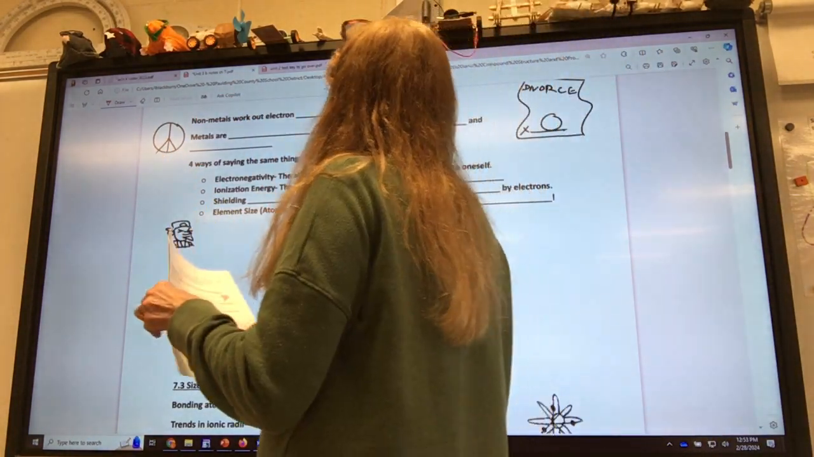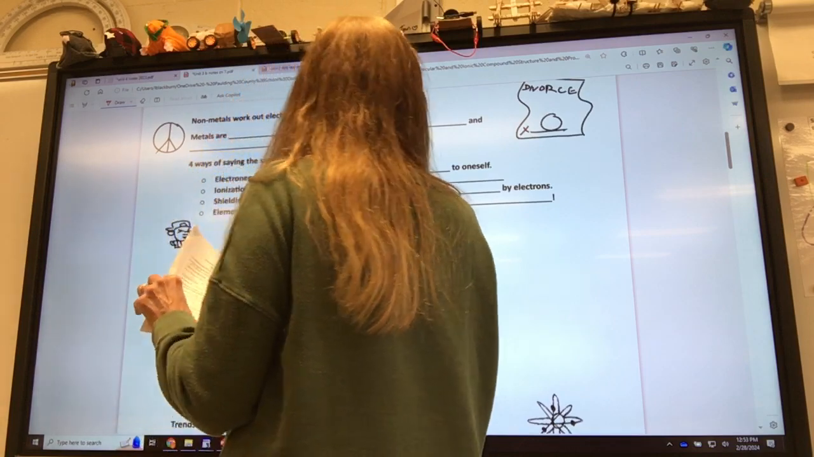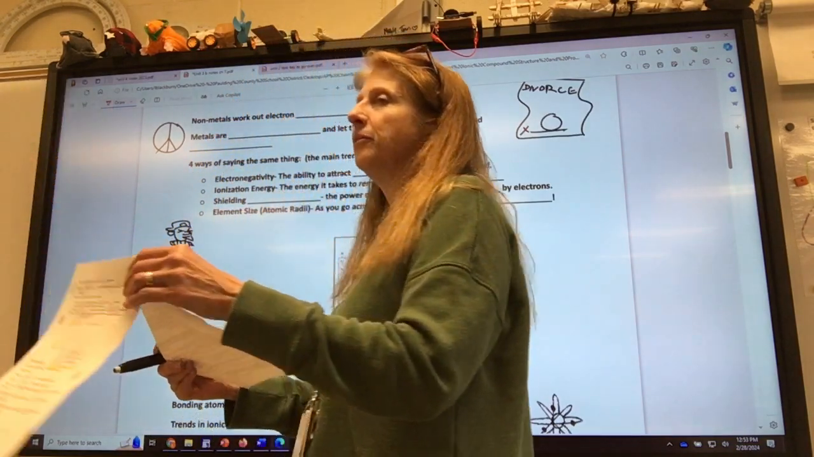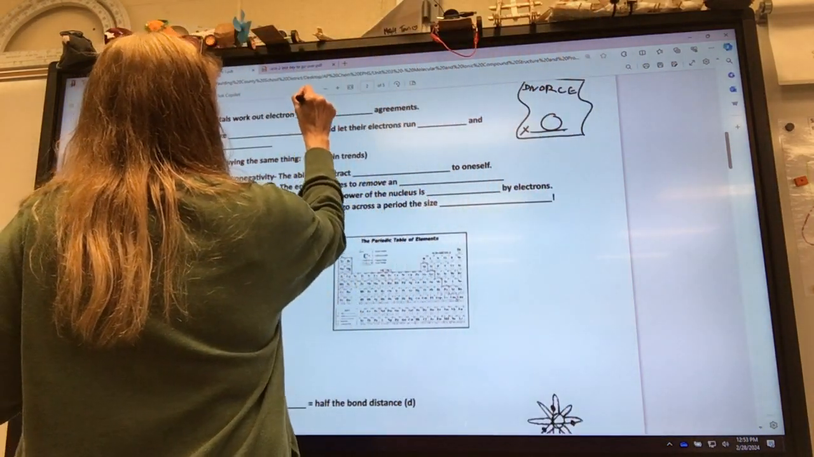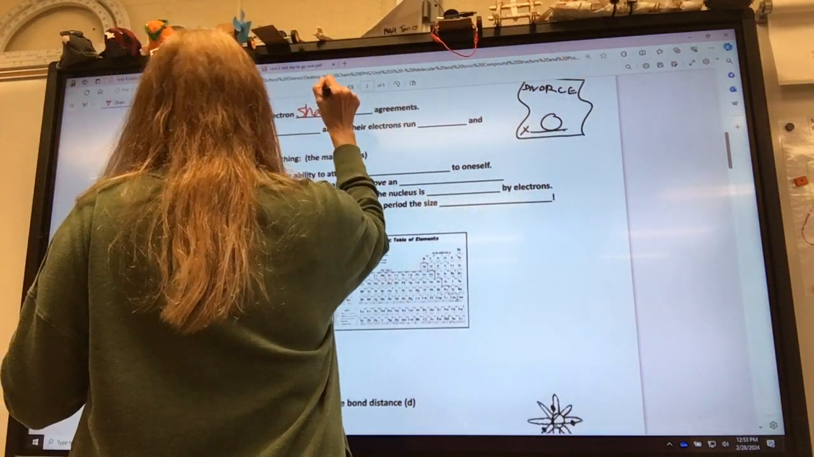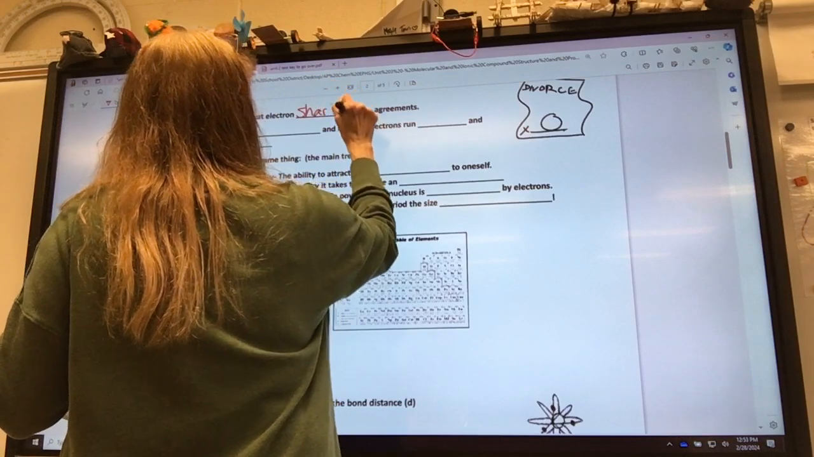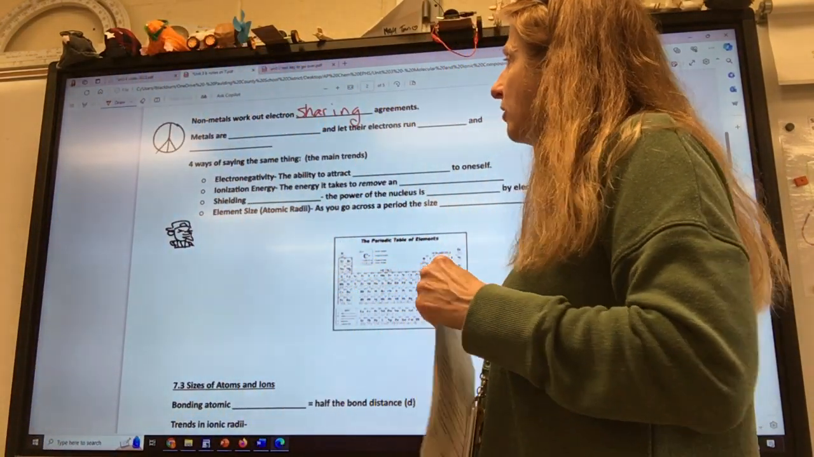Okay, non-metals, that's like the ones near carbon, the ones we skipped there, they're like divorced parents who work out sharing agreements. That's why we've got a little divorce there. Some of y'all have divorced parents who have sharing agreements with you, right? So that is where we get our covalent bonds, is when they share those electrons instead of transfer them.